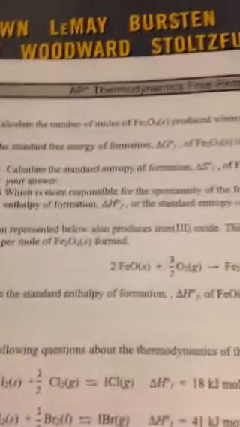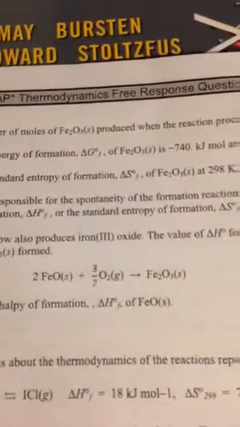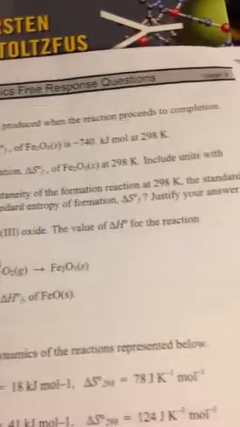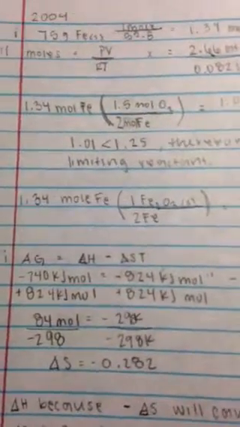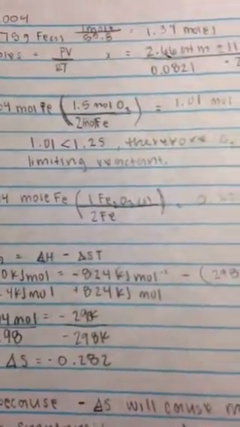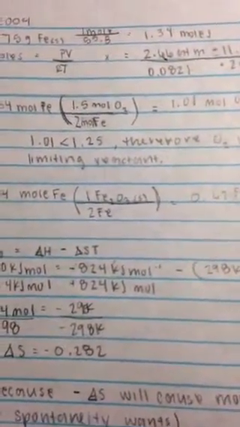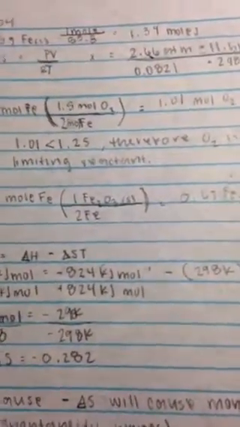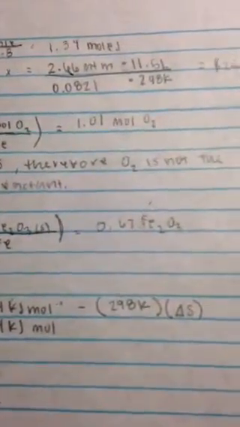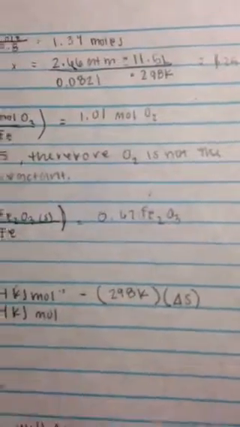The next question is calculate the number of moles of Fe2O3 produced when the reaction proceeds to completion. And there it is. I did 1.34 moles of iron times 1 mole Fe2O3 over 2 moles iron, and that is equal to 0.67 moles Fe2O3.